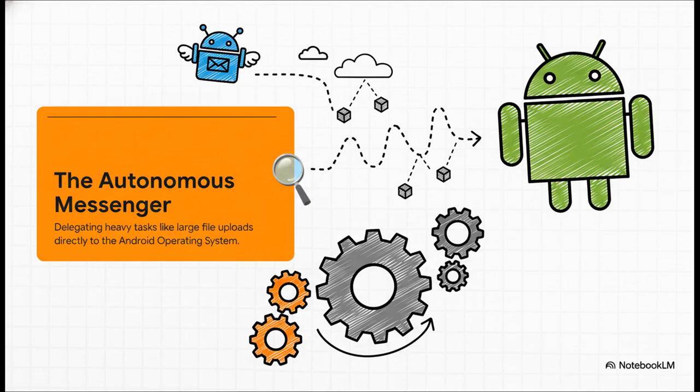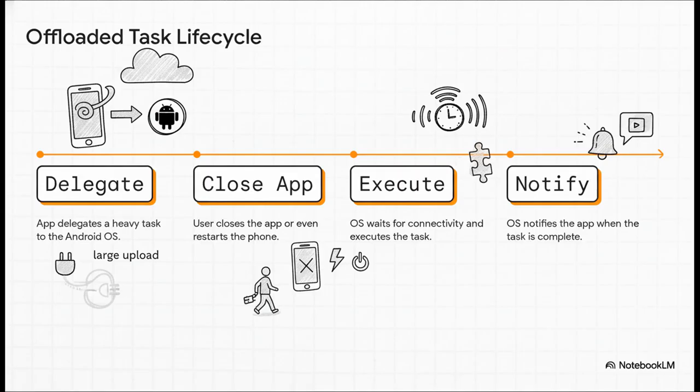The answer is a really clever architectural pattern called the autonomous messenger. The idea is beautiful in its simplicity. Instead of your app struggling to manage a complex background task, you just delegate it. You literally hand the entire job off to the Android operating system itself. This is such a massive improvement over the old way of running a background service inside your app, which, as you know, can be killed by the OS at any moment to save resources. Let's just walk through this, because it is a complete game changer for app reliability.